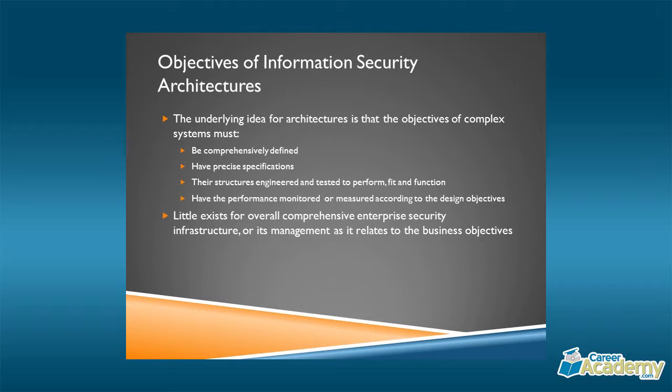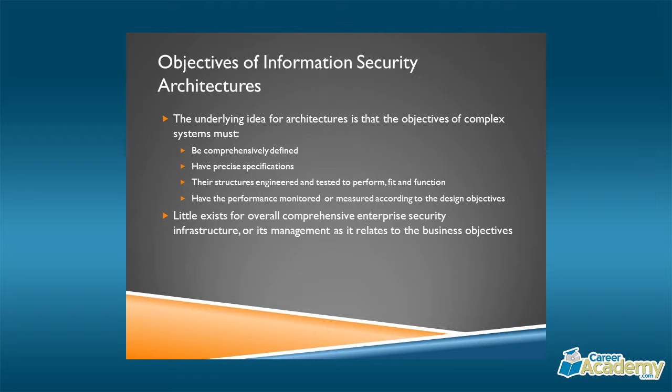All right, well, let's take a look at what the objectives are for the information security architecture. Remember, the underlying idea for the architecture is that the objectives of a complex system have to be something that we can comprehensively define, that we can have precise specifications, and that their structures are going to be engineered and tested to perform and fit and function. Now, we also know that we have to have the performance monitored or measured according to the design objectives. So the objectives of that architecture for information security are trying to help us in solving the complexity issue.